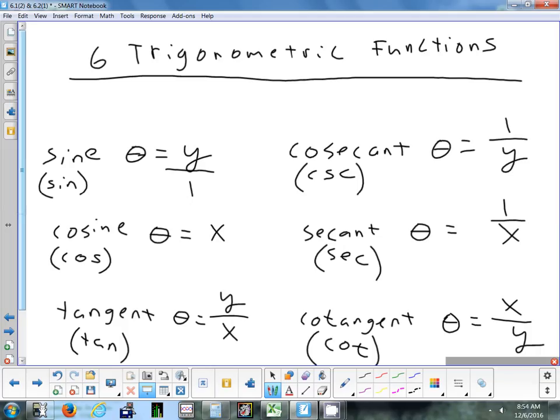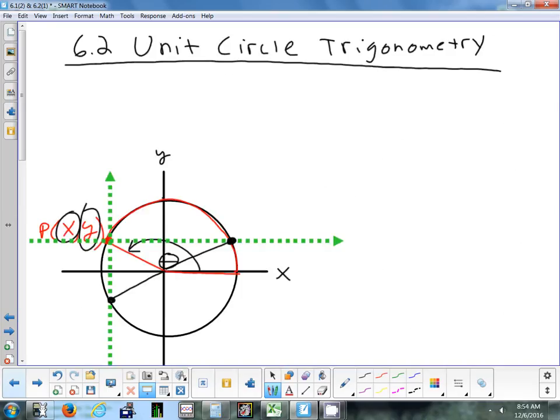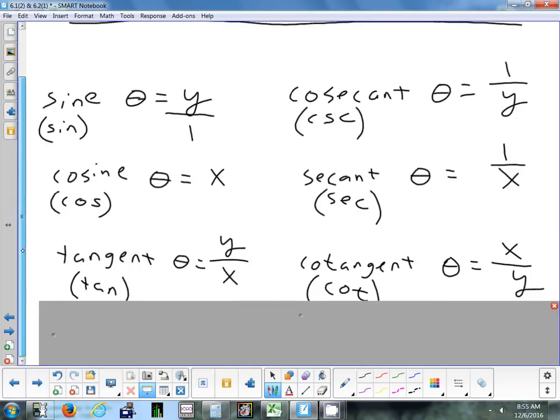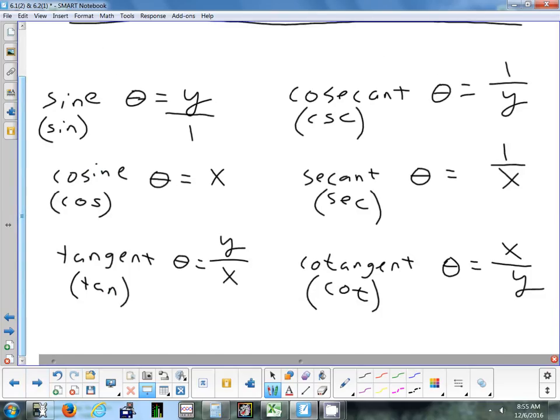If you can't do this, you might have done it as opposite, adjacent, and hypotenuse before. This is the same thing. Once we do opposite, adjacent, hypotenuse, I can show you the connection. If you draw a triangle out of it, which we're not really getting into right now, you have opposite, adjacent, and hypotenuse, and it comes out exactly the same. Does everyone have those 6 formulas?